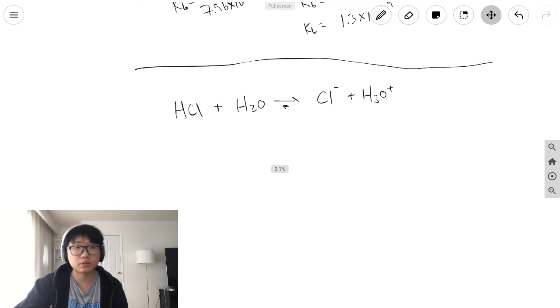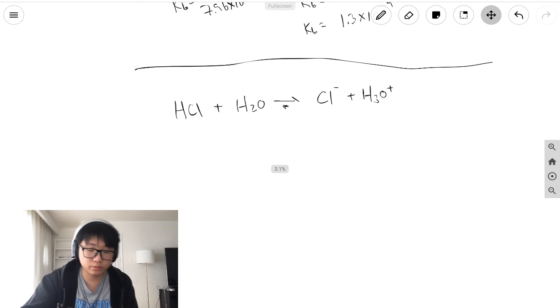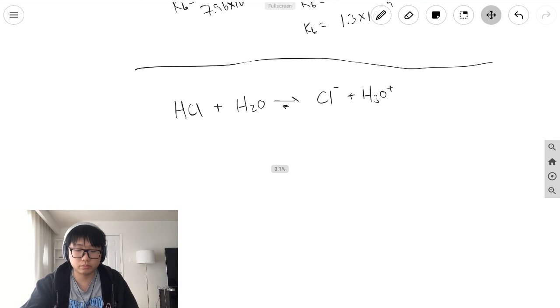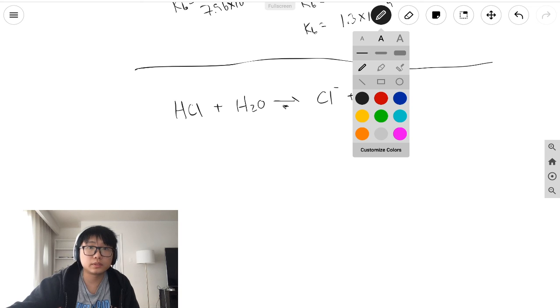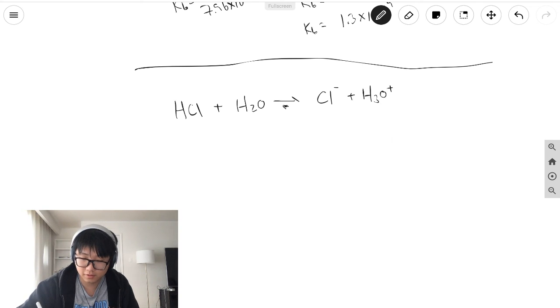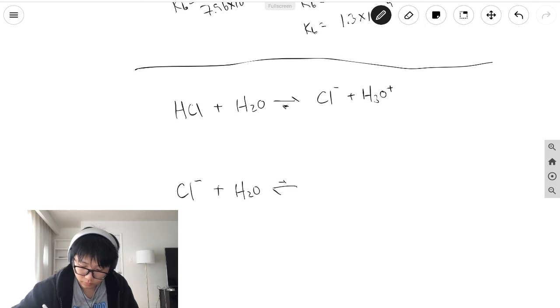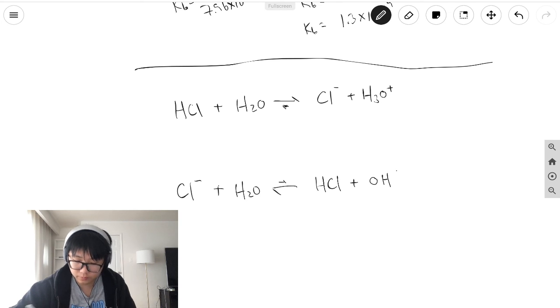HCl plus OH minus. Is this showing up for you, the first part, the HCl plus H2O? Is everything frozen right now? So we got the Cl minus, so the base version will be Cl minus plus H2O, giving me HCl plus OH minus.